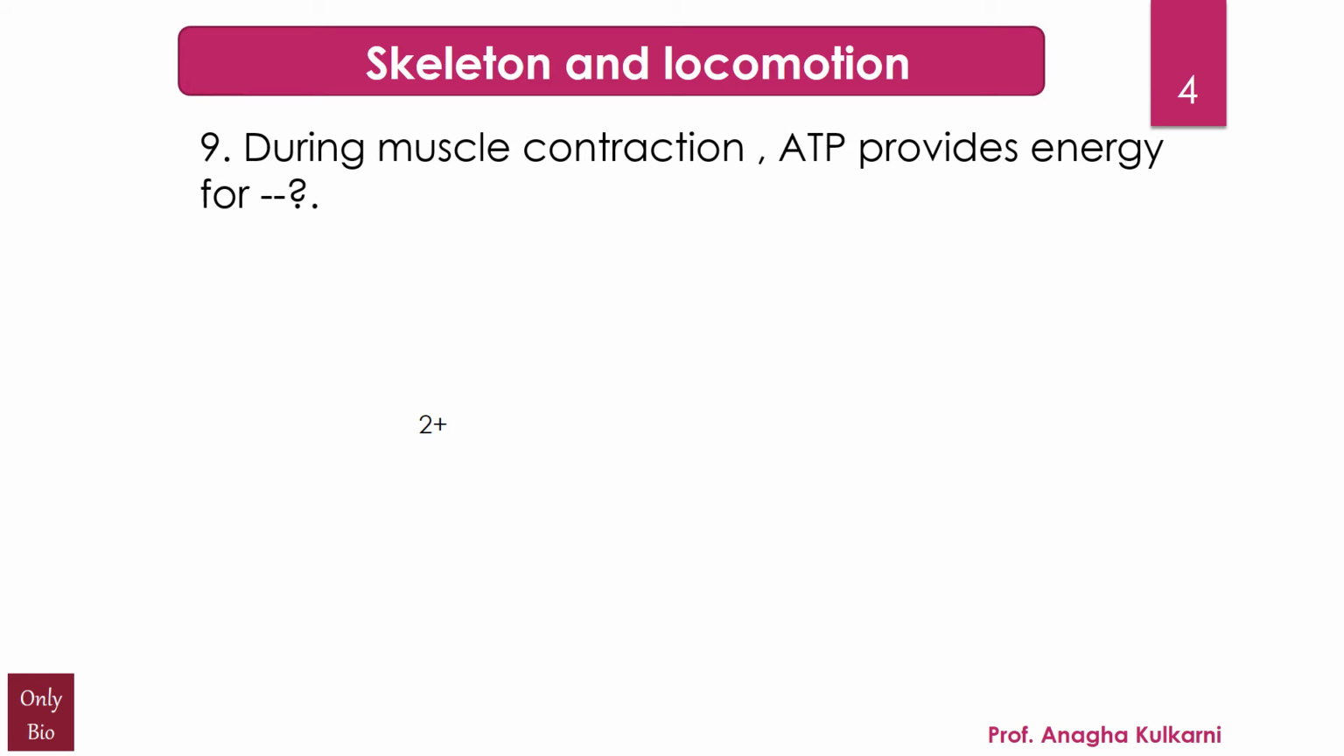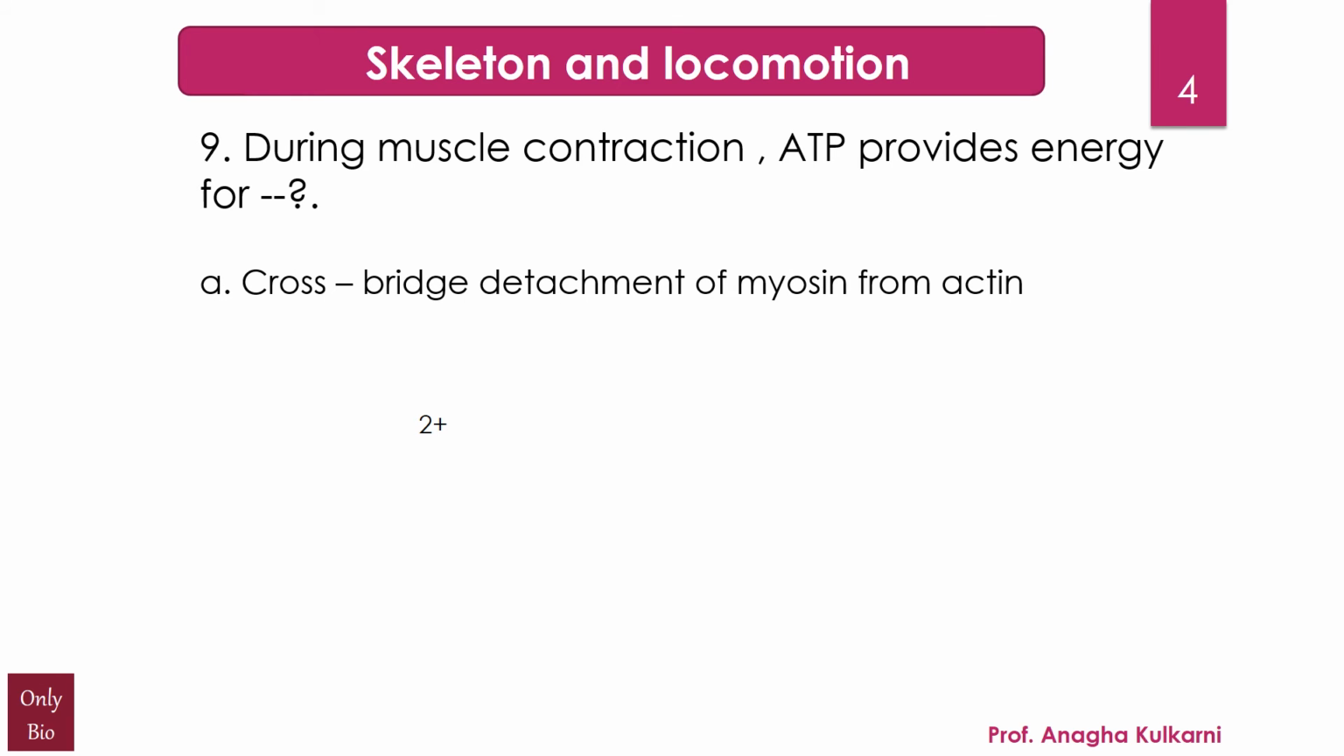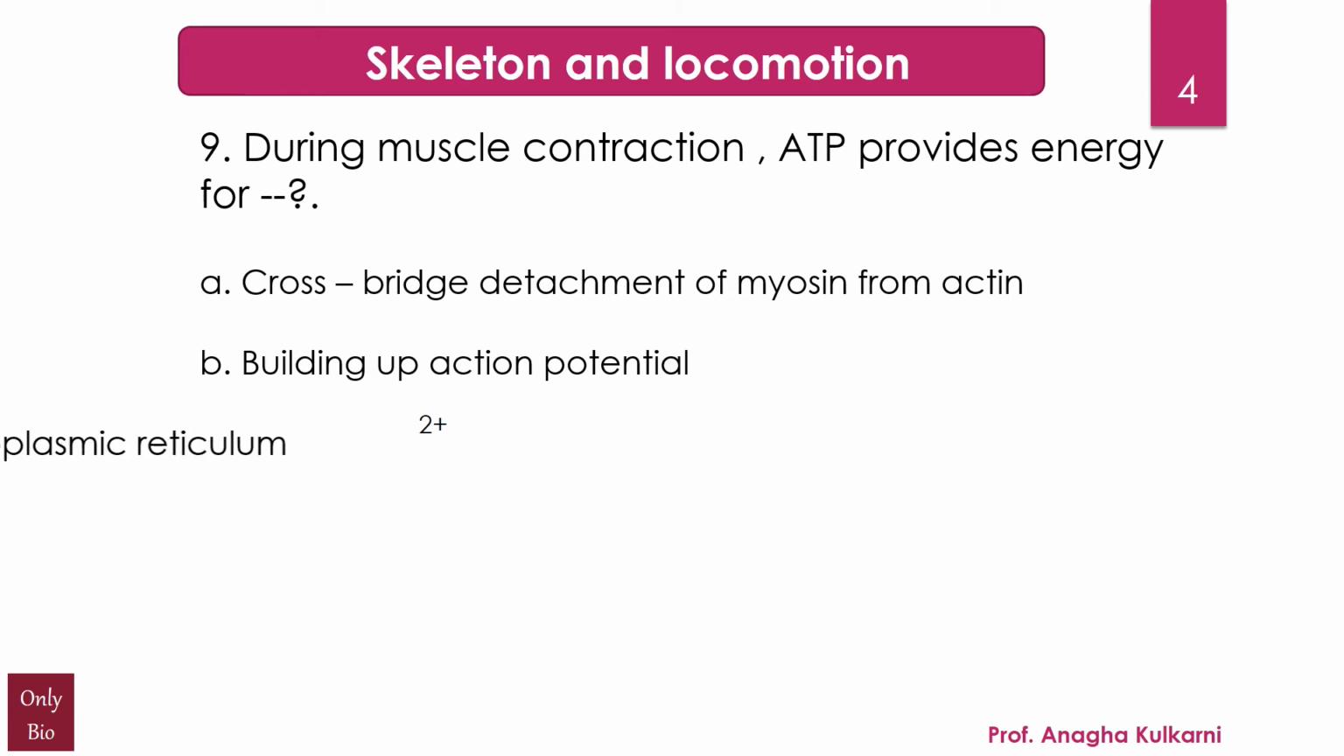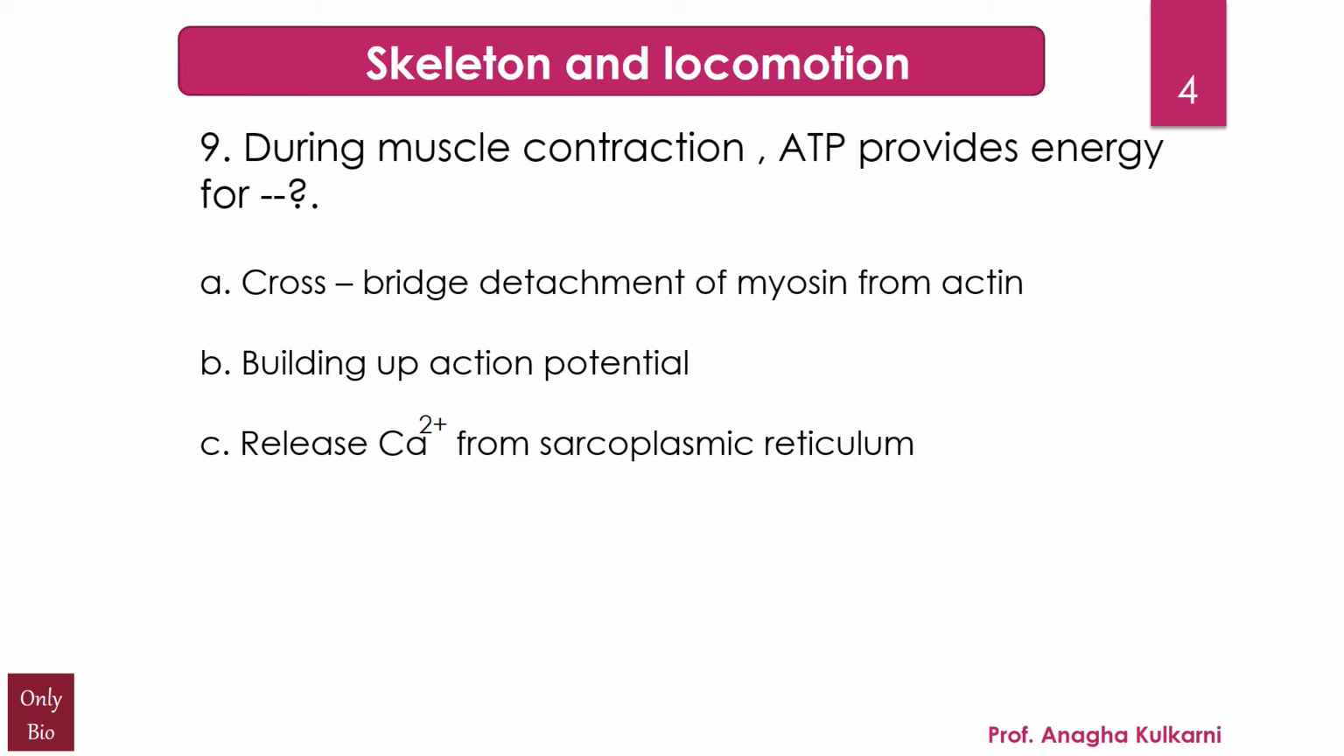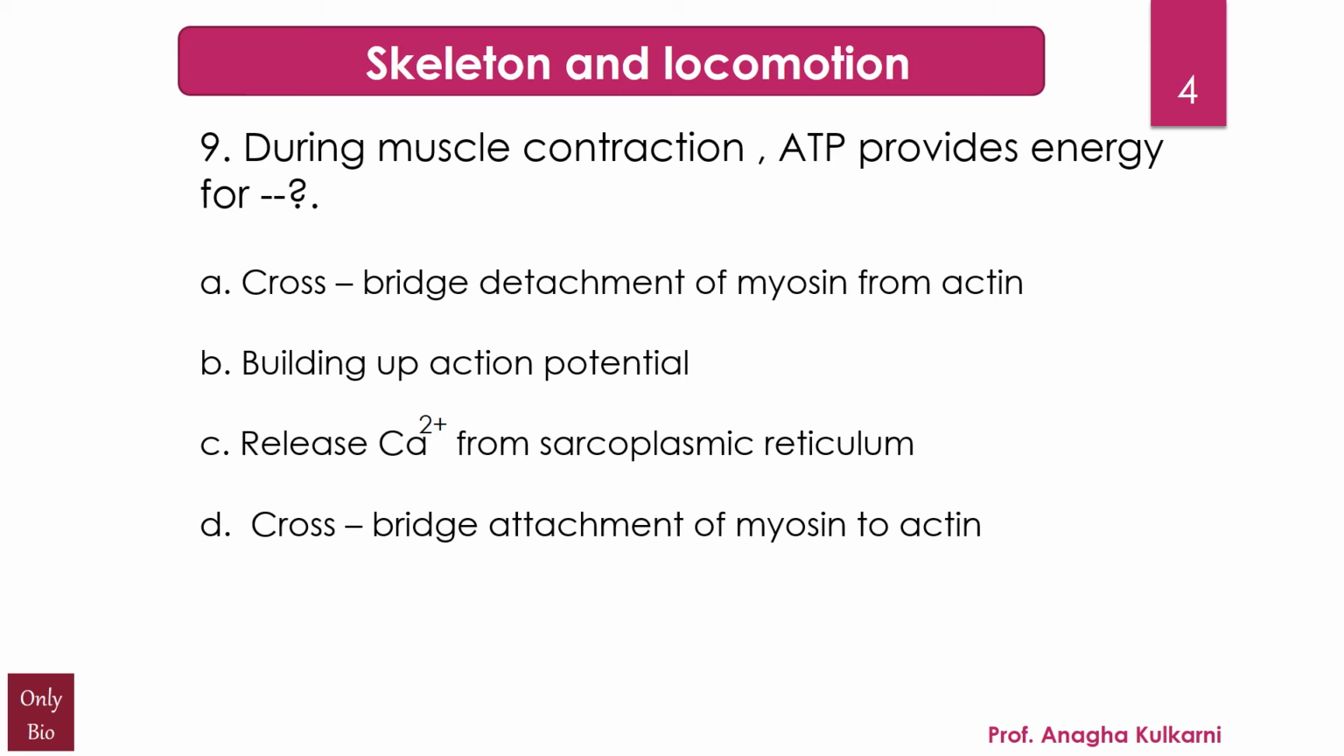Question number 9. During muscle contraction, ATP provides energy for dash. A. Cross-bridge detachment of myosin from actin. B. Building up action potential. C. Release of calcium from sarcoplasmic reticulum. D. Cross-bridge attachment of myosin to actin. And the correct answer for this question is A. Cross-bridge detachment of myosin from actin.